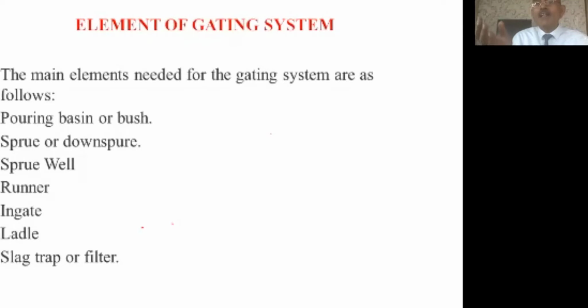Ladle, from which you are pouring the metal. Slag trap or filter. Generally in the runner we put a slag trap or filter also. Whatever slag starts floating on the top of the metal is separated. Otherwise, the slag is an impurity which gets mixed with the molten metal and it does not become a sound casting, and your casting will get disturbed.